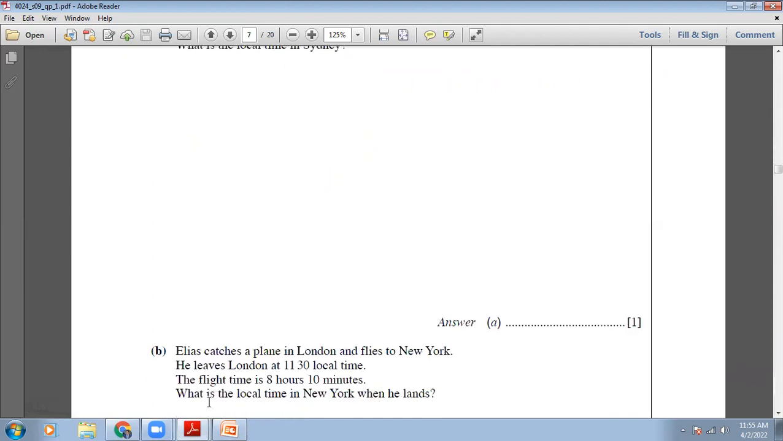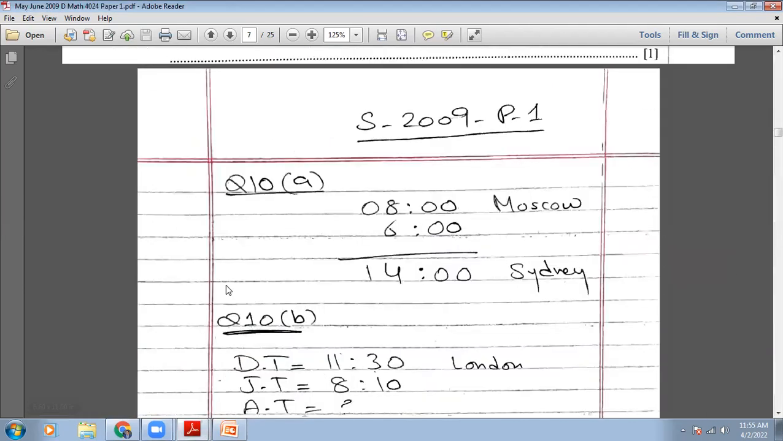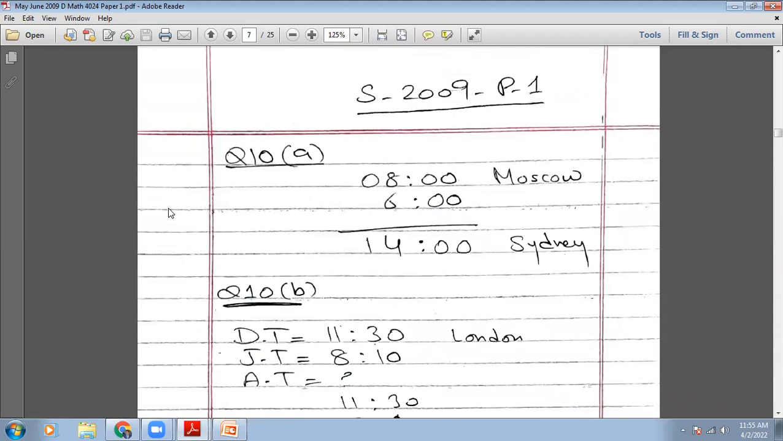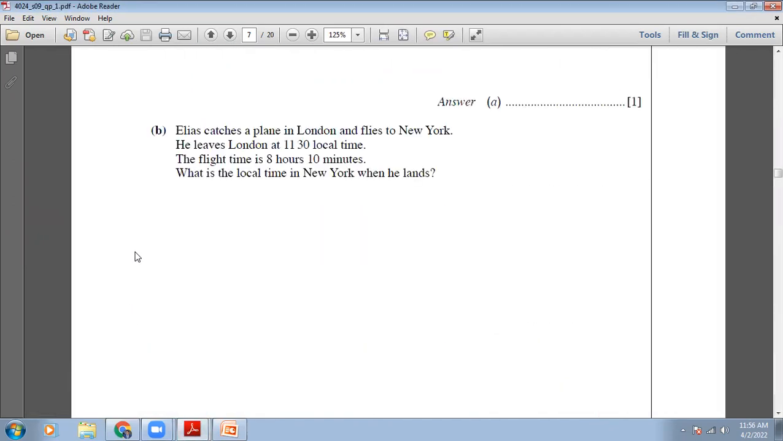So it's a 1 mark question. Let me show you my work. So question number 10, and its A part is showing up. The time in Moscow right now is 8:00. So what will be the time in Sydney? The Sydney time is 6 hours ahead of the Moscow time. So add 6, and you will have 14:00. So the time in Sydney at that moment will be 14:00. Okay.